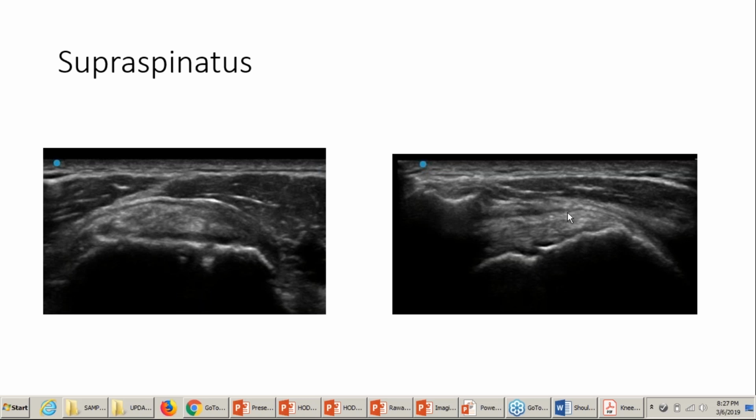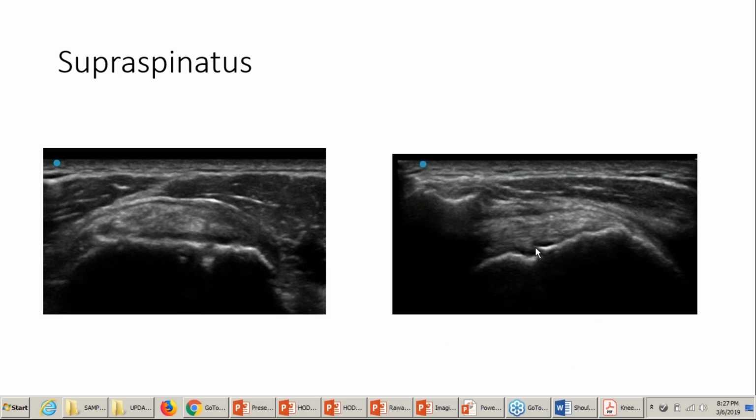Oh, sorry, convexity. I'm sorry, convexity. It's not convex. So this is a partial tear which is not acute, it's chronic. So you don't see nicely defined focal hypoechoic or anechoic region or focal defect. But we know that this tendon is not healthy.